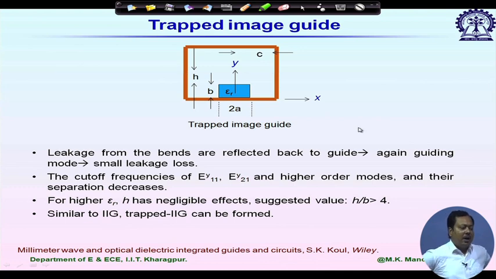Next one is trapped image guide. So, what is the difference from the previous one? We are using a metal packaging somewhat looking like a rectangular waveguide. Inside we are placing the image guide. So, this is called the trapped image guide.